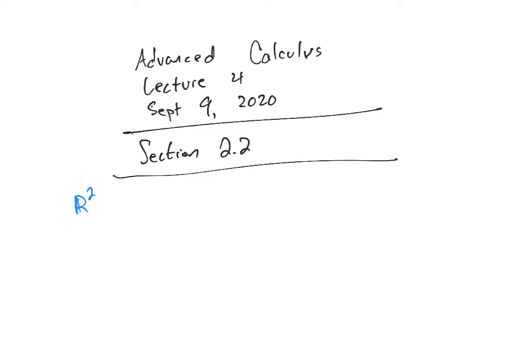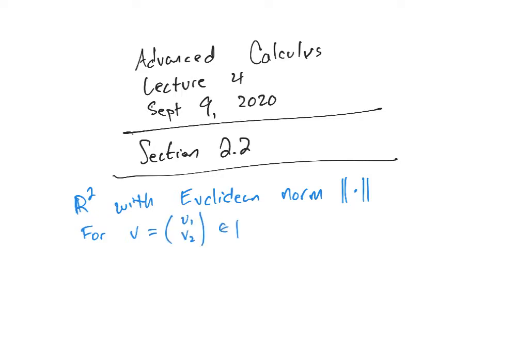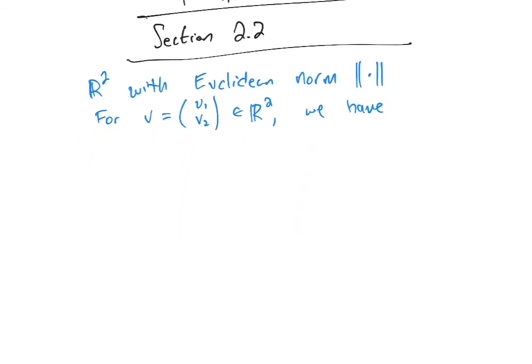which would be R2, with what's called the Euclidean norm, and that's usually denoted with double bars. Okay, so let's take a vector in R2. What do we define it to be? The Euclidean norm of that vector is the square root of the sum of the squares, right? Okay. And what does this thing do in the plane?